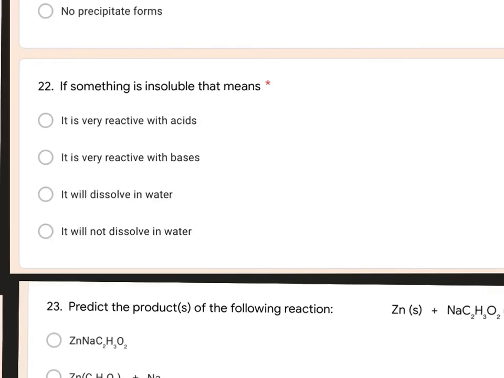Okay, question 22. If something is insoluble, that means that it's a solid, right? So it's very reactive with acids? Nope, doesn't mean that. It's very reactive with bases? Nope, doesn't mean that. It will dissolve in water? Nope, it will not dissolve in water. So there's our answer there for question 22.